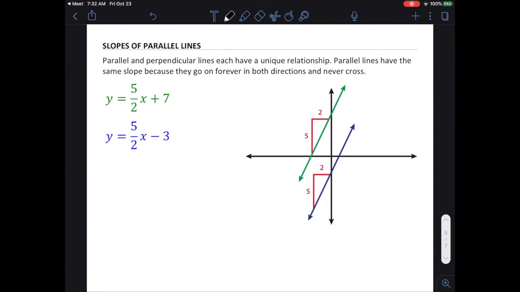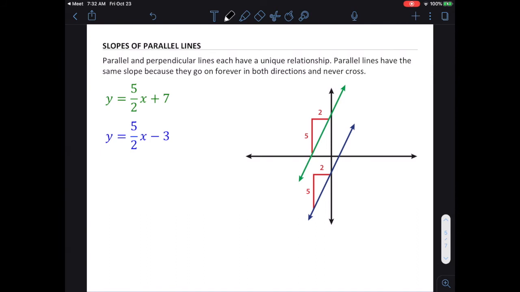All right, a couple more things that we need to talk about. We need to talk about the slope of parallel and perpendicular lines, and they each have a unique relationship. And parallel is the simplest one because if you look at this example graph here, you'll notice that we have a green line and a blue line, and those two lines are parallel because they stay the same distance apart and they never cross. And you'll notice with the red little triangle on each one that the slope is the same. So we have a slope of 5 over 2 because the change in y is 5, the change in x is 2, so our slope is 5 over 2.